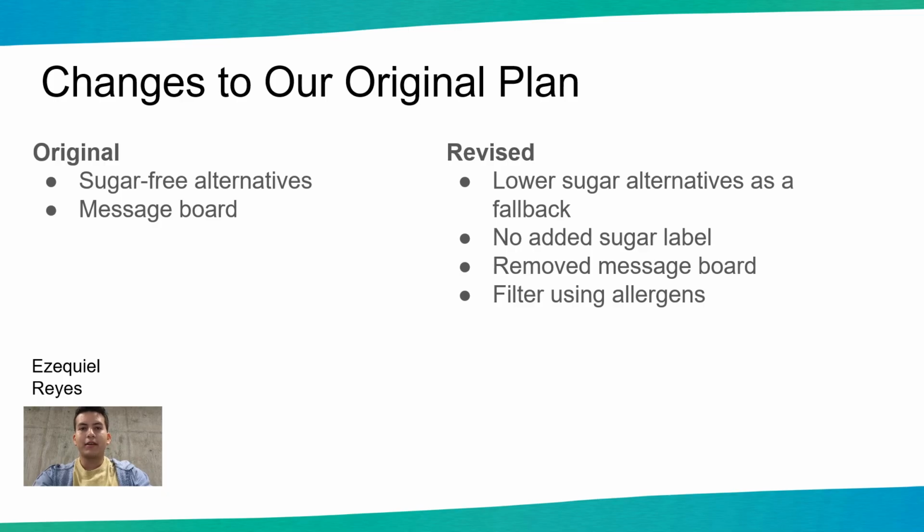We were planning on adding a message board where users could ask questions or recommend swaps, but we decided not to add the message board because of time constraints. We did add reviews and ratings, which helps users find good alternatives. Another extra feature that we added was filtering by allergens. By adding this filter, the product becomes more accessible and allows more people to find healthy alternatives.